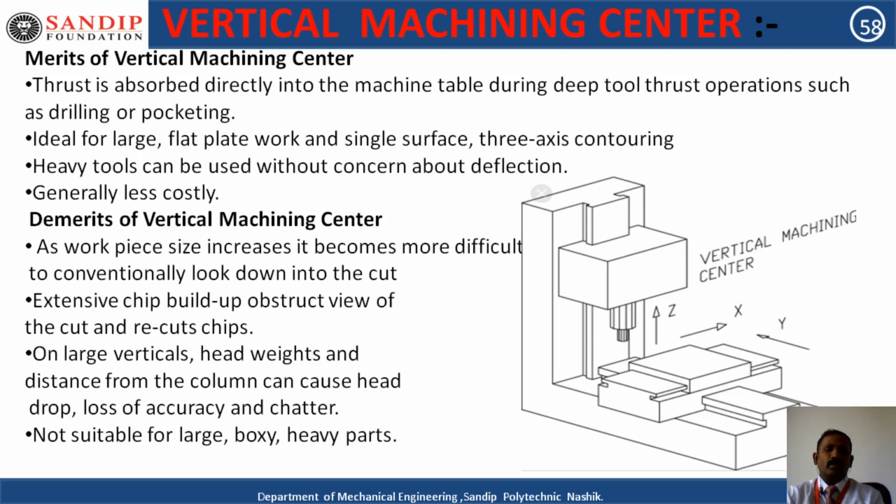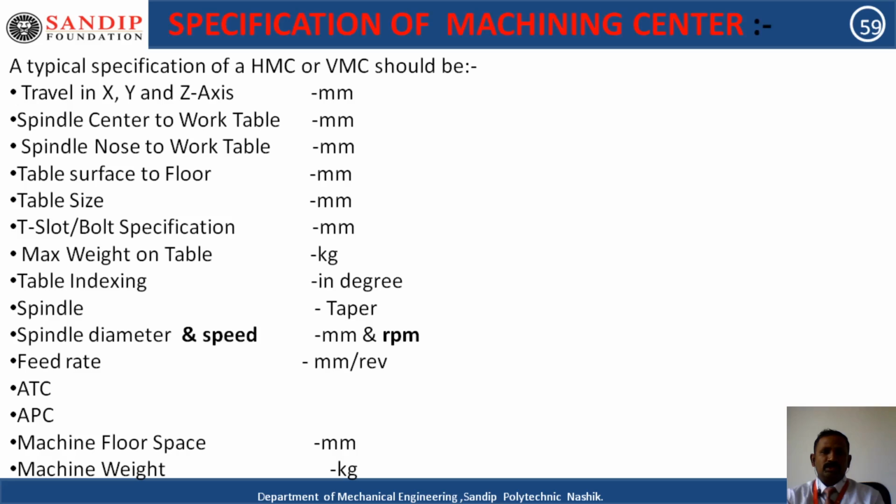Extensive chip buildup obstructs the view of the cut, and recut chips are formed. On a large vertical head, weight and distance from the column can cause head drop, loss of accuracy and chatter. Chatter means it forms something like a scratch. Not suitable for large boxy heavy parts as compared to the horizontal machining center.